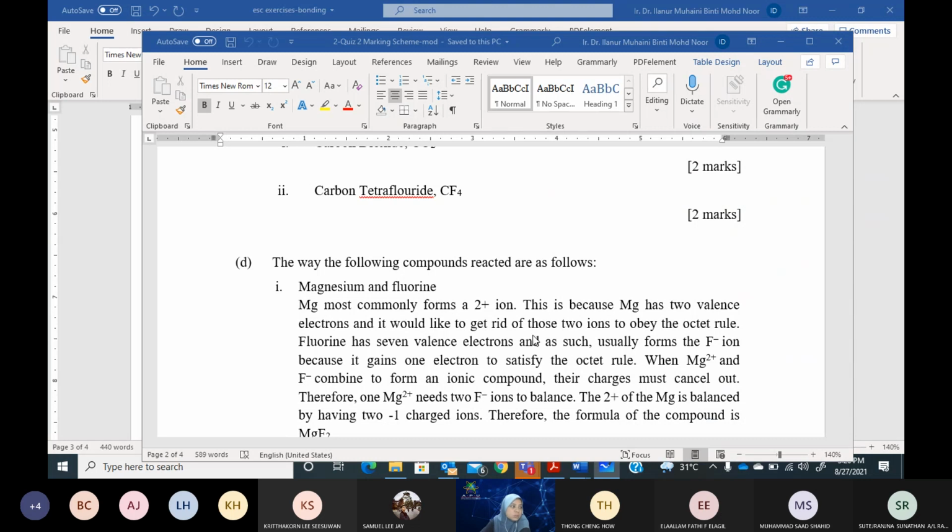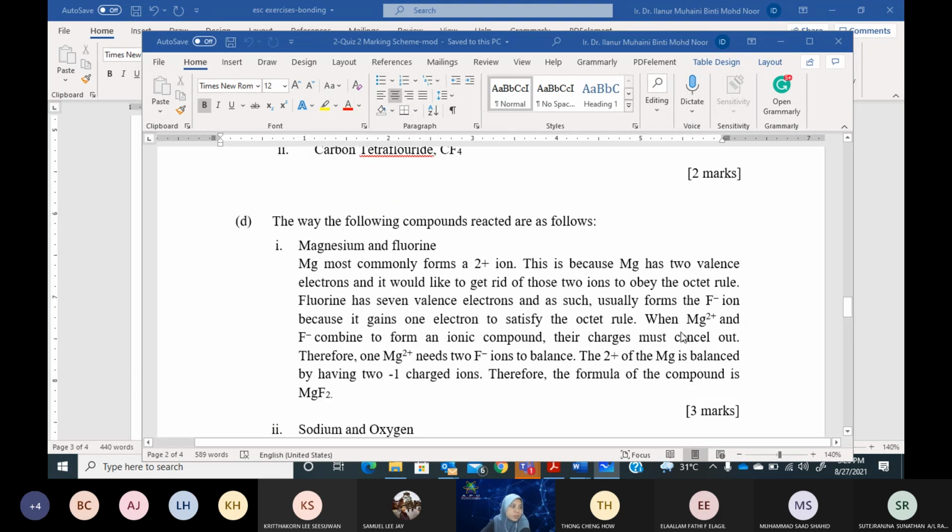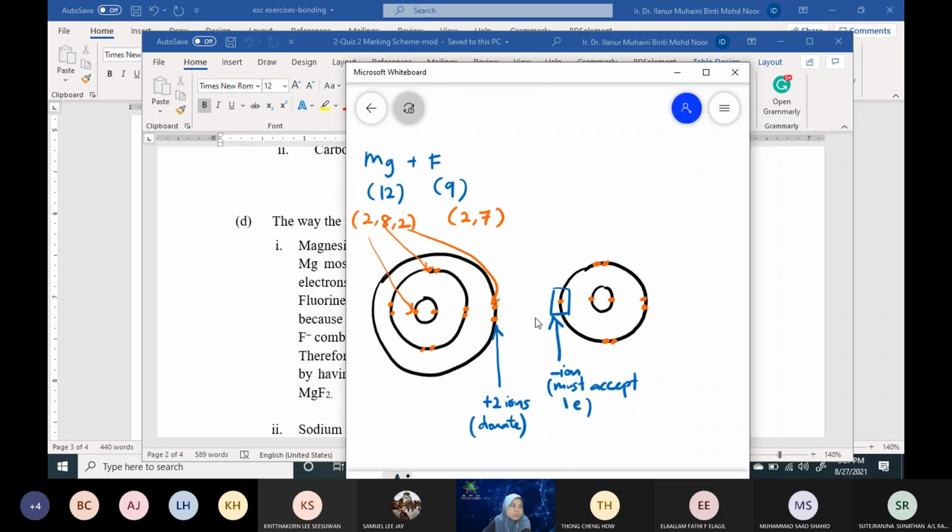Okay. So here, when magnesium 2 plus and fluorine minus combine to form an ionic compound, their charges must cancel out. Therefore, one magnesium 2 plus needs two F minus ions to balance. So in the drawing, you need to draw two. Because here, one goes to here later. Okay, use another color.